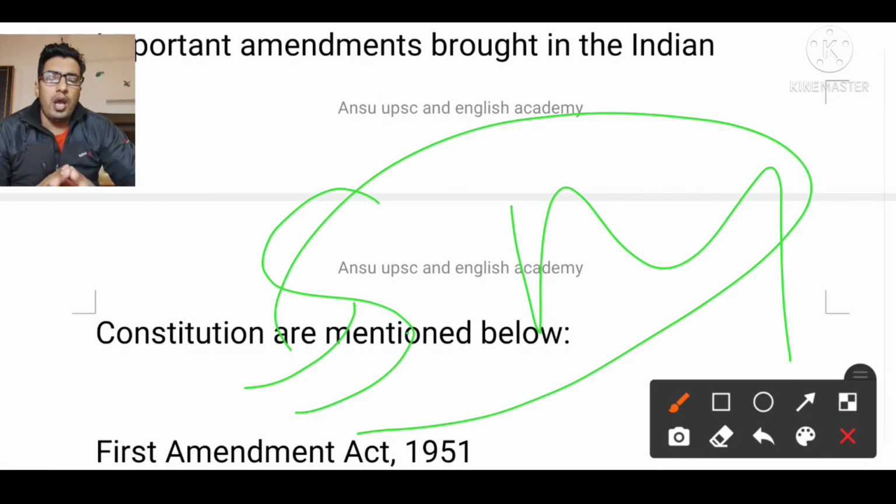I think now I am able to make you understand all these things meticulously. That is enough for today. I will come tomorrow with more provisions of the constitution.